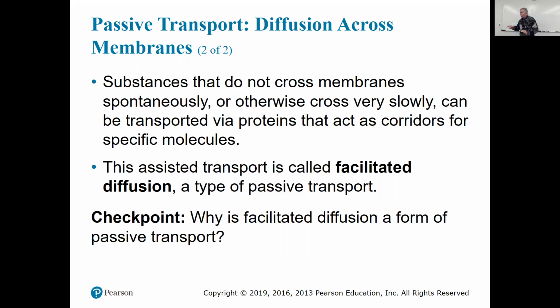And why is it still called diffusion? Because it still follows the concentration gradient. It's always from a region of high concentration to a region of low concentration. So that's what makes it diffusion. That's what makes it passive, a form of passive transport.